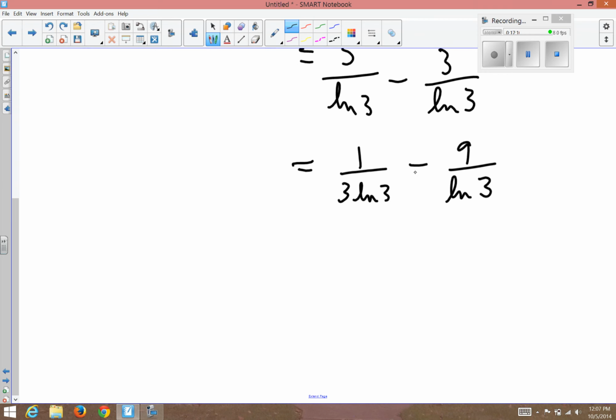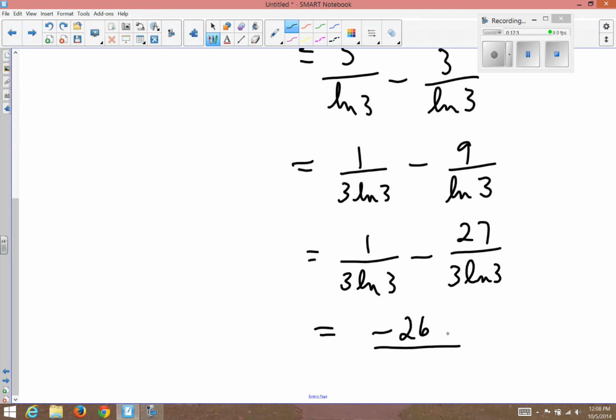To subtract these fractions, I'm going to multiply the second fraction by 3 over 3. Leave the first one alone. Multiply the numerator of this by 3. Multiply the denominator by 3. Now I can combine the numerators. 1 minus 27 is negative 26 over this common denominator. And that's the answer. Now we're going to look at number 32.